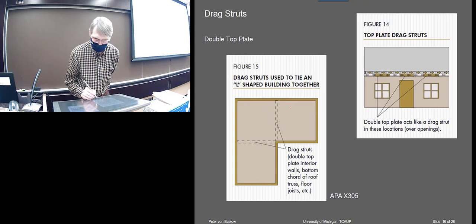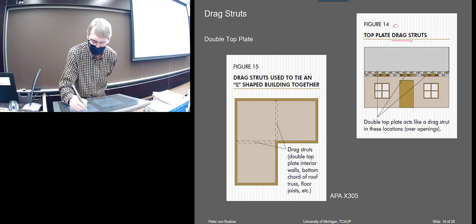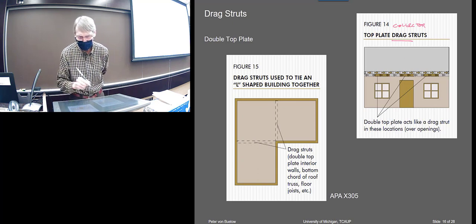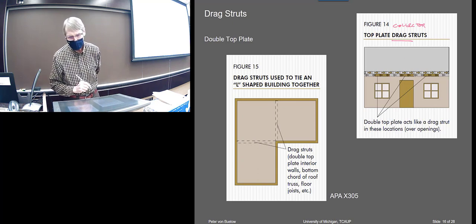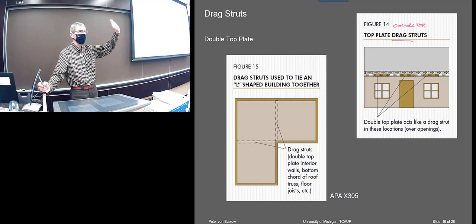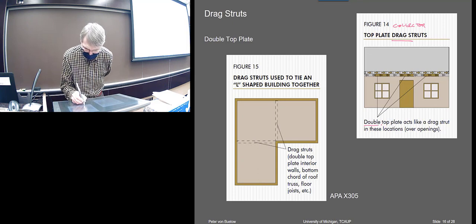Top plate. All right, this is the drag strut. Sometimes it's called a drag strut, sometimes it's called a collector. I can't write very well. Man, this pen's getting worse, isn't it? Collector struts. It is the top plate, so it's a top plate which acts as a collector strut, which is called a drag strut. You know, it goes by any of those names. A double top plate, in fact.